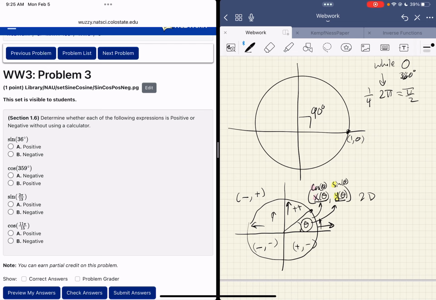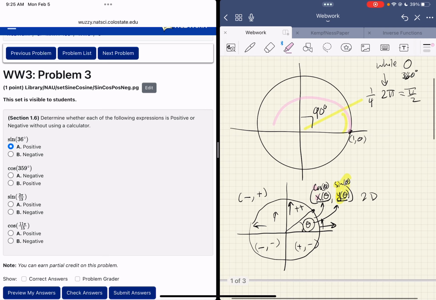So 36 degrees, 36, famously less than 90. It's somewhere around there. So we're going to have a positive y value. So positive, because sine is the y value, right? All right, cosine of 3, just shy of 360, 359. So that means we went almost all the way around. It looks like the x is positive, and that's what we care about. It's just the x value. I don't need to even look at the y value, right? Cosine is x.